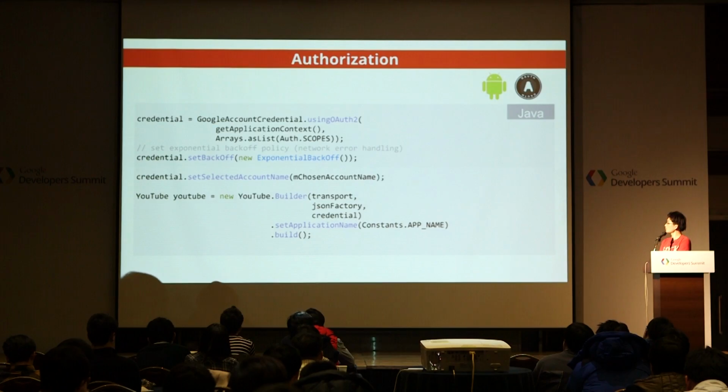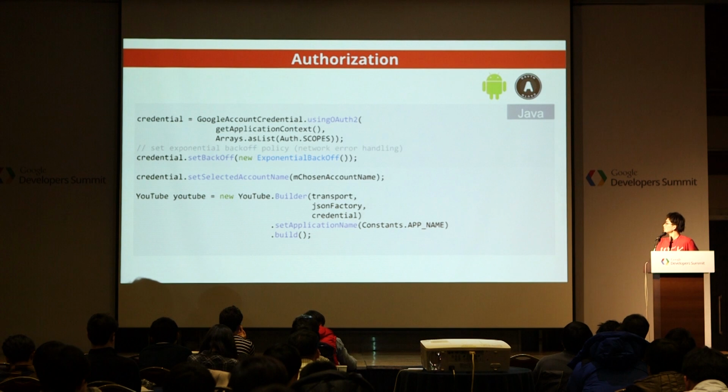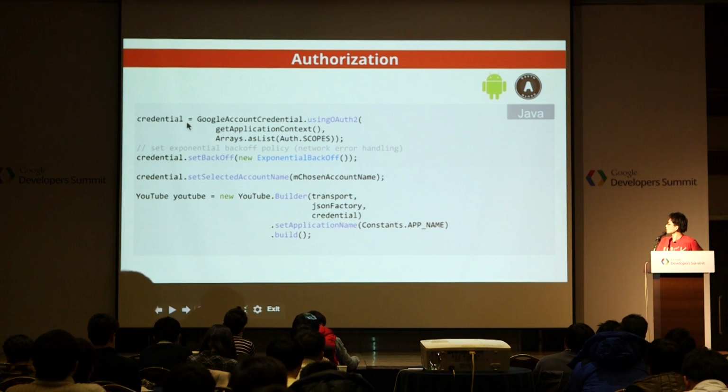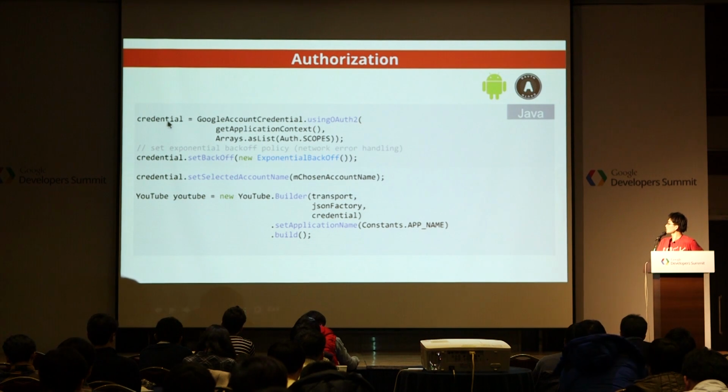The YouTube video upload part has been explained in the previous slide. So here I'd like to introduce how to authorize and authenticate your application using the API. The YouTube API uses OAuth 2 for authorization and authentication, like other Google services. And the flow is really straightforward. At first, you can create a credential using the Google account credential with the OAuth 2 method.